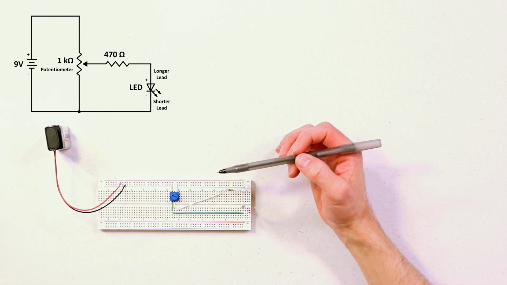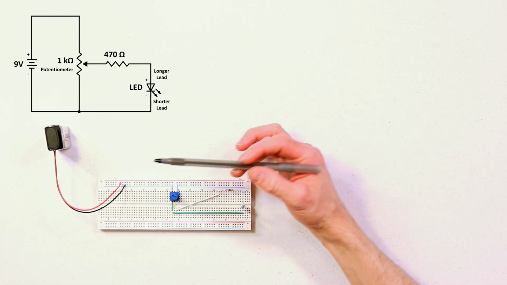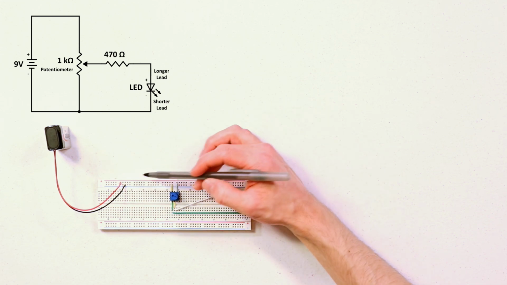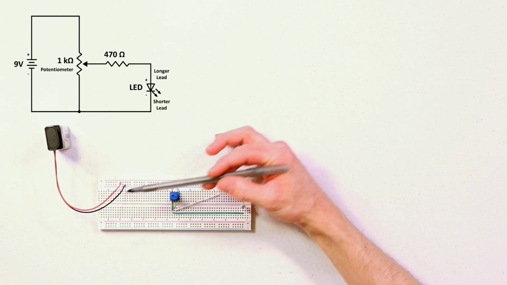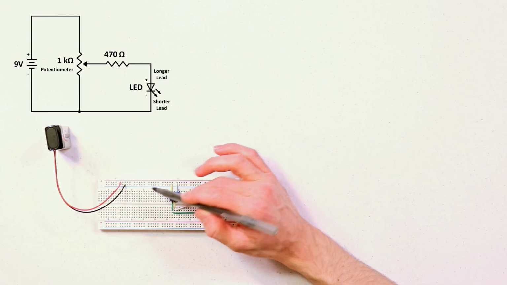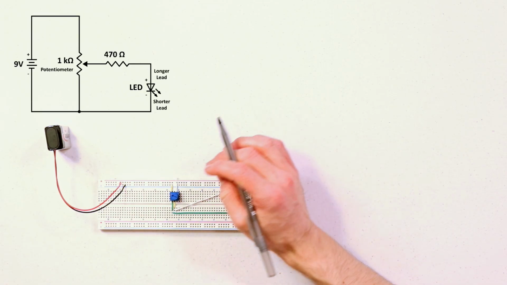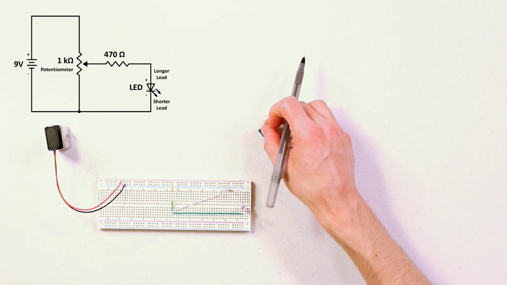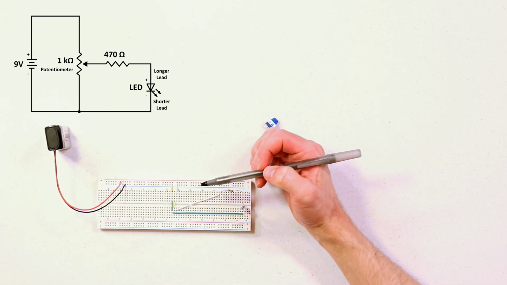Alright, so this is the circuit, and going from left to right we have the battery here with the red positive battery wire going into the red positive power rail. Then the black negative battery wire is going into the blue negative power rail. Then we have the potentiometer, and I'm going to go ahead and remove this. It'll make it a little easier to show you what I've done with the jumper wires.